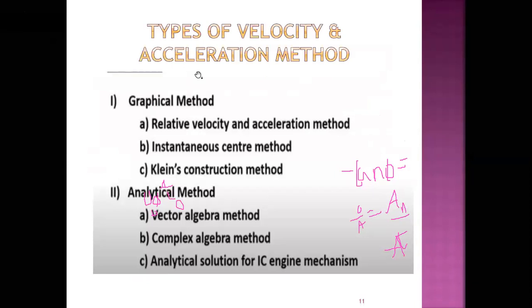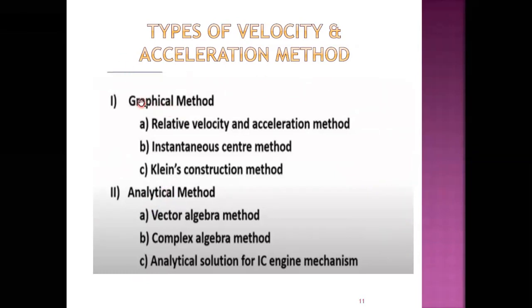Now we have covered the basics. Now we'll come to the types of methods. To find the velocity and acceleration in a mechanism, what are the different methods available, that is what we are going to discuss here. What we discussed till now is very basic concepts. There are two types: one is the graphical way, or the analytical way.